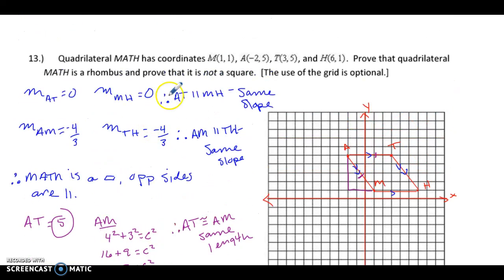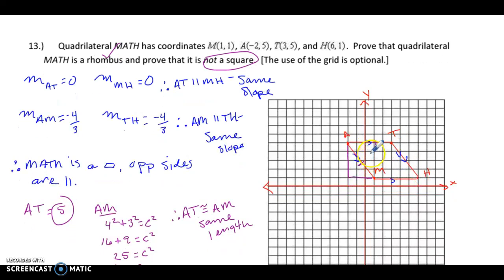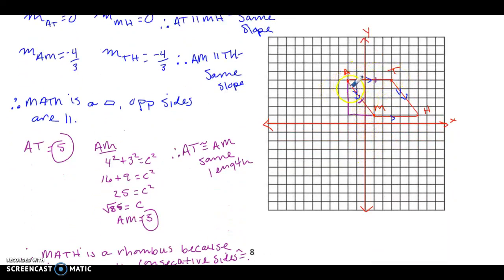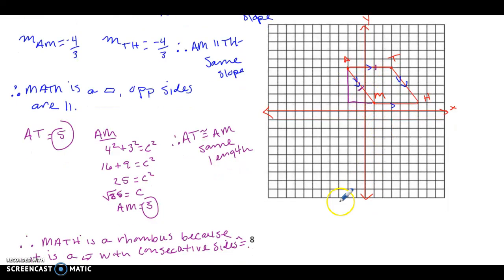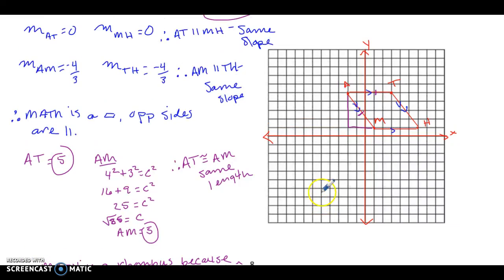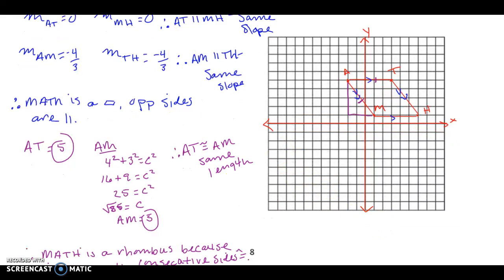All right, so we've got this part here. Prove that it's a rhombus, but not a square. Okay, so again, we would have to think about what would happen here if it was a square. Well, if it was a square, then I would have to have right angles, and so two sides would have negative reciprocal slopes, and they do not. So let's just, for my last part, write down the slope of AT, which is 0, and the slope of AM, which we already counted over here, negative 4 over 3. And so these sides are not perpendicular.